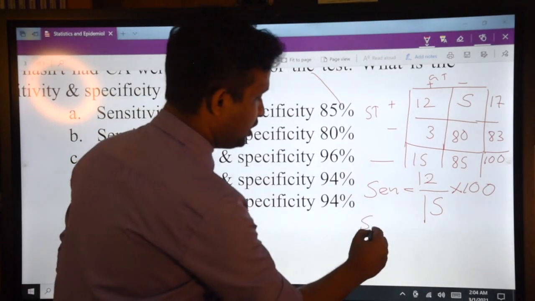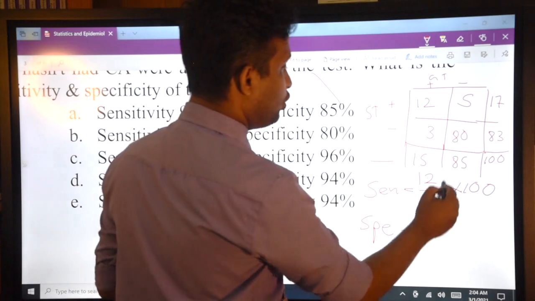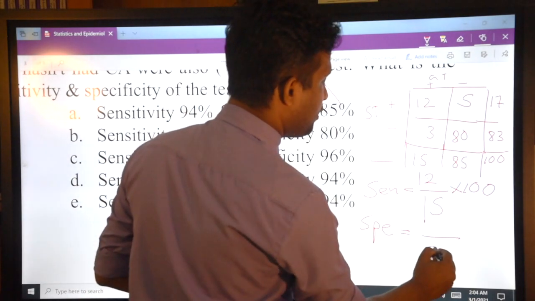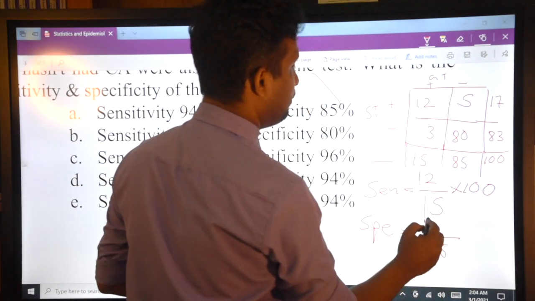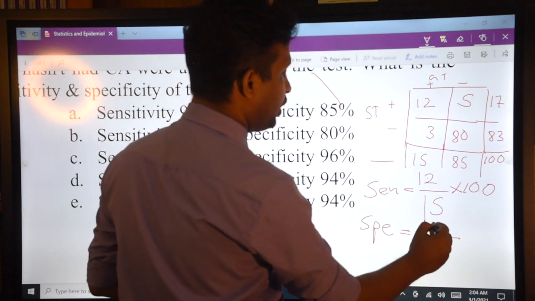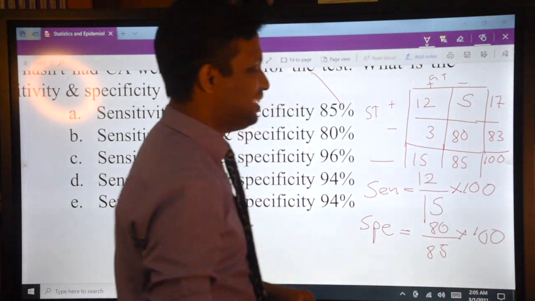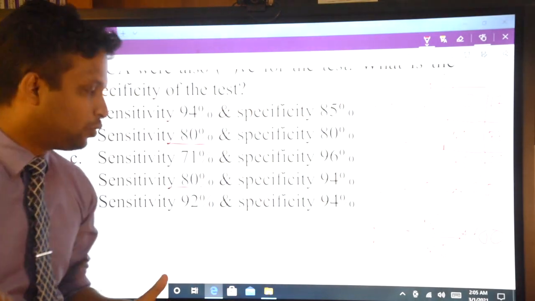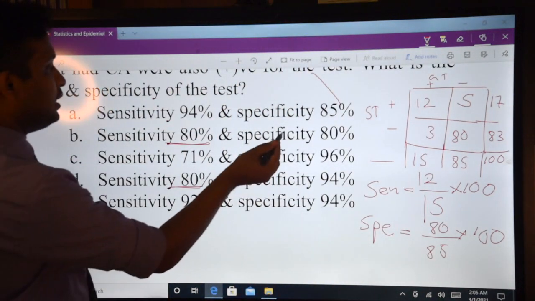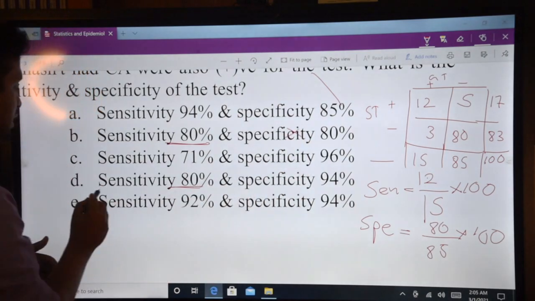So what is specificity? Specificity is, out of 85 patients, how many of them have been identified as negatives? So out of 85, 80 diagnosed as negatives. So as a percentage, it is around 94.1%. So here the other answer is wrong. So the answer is this one.